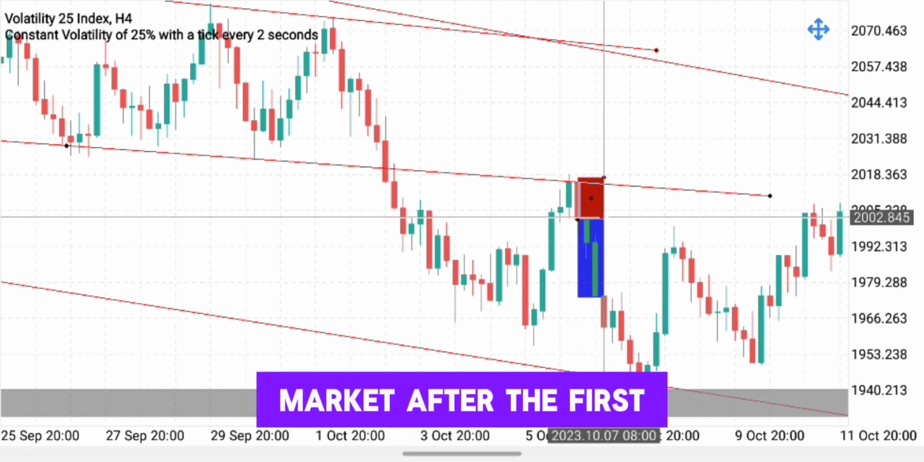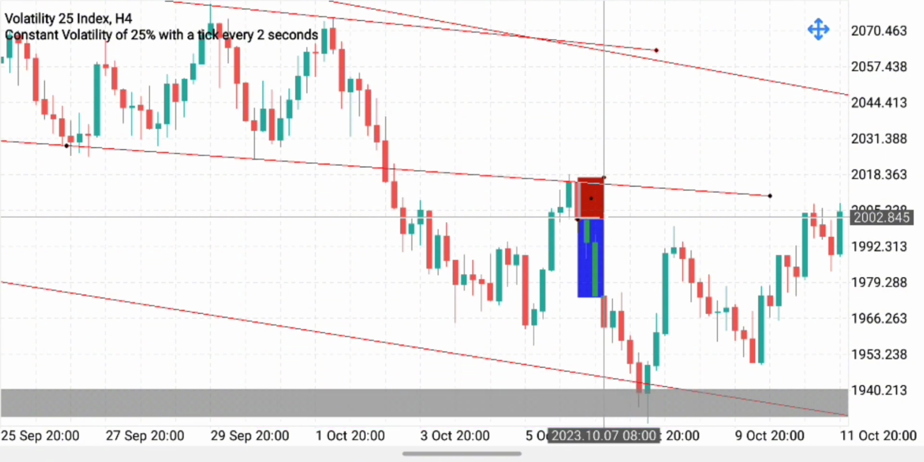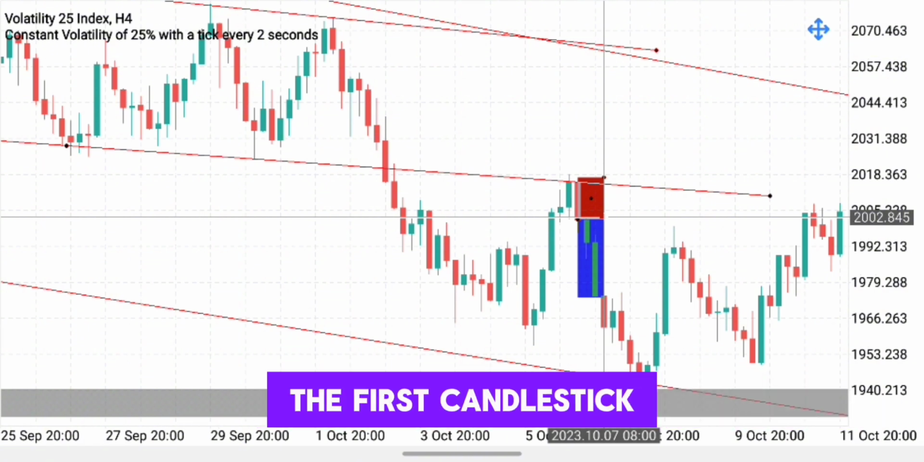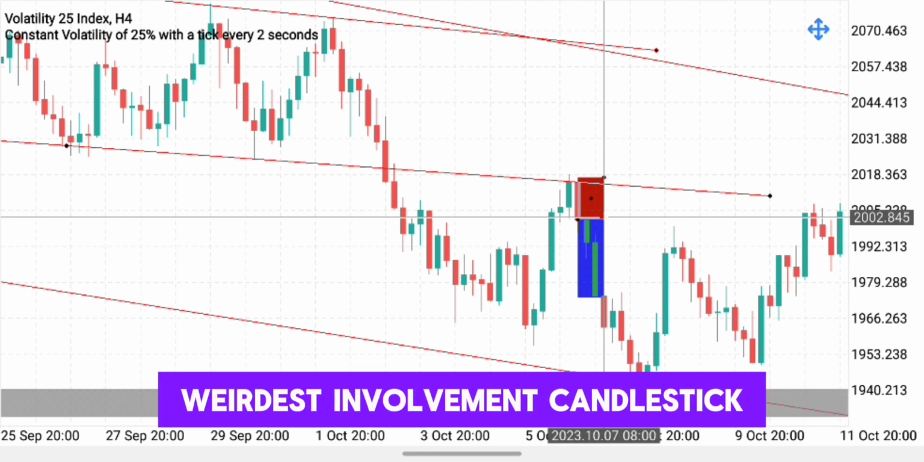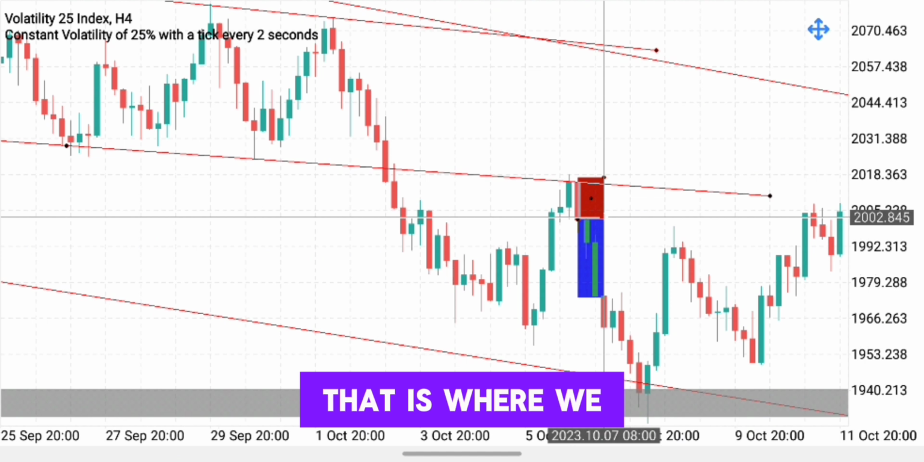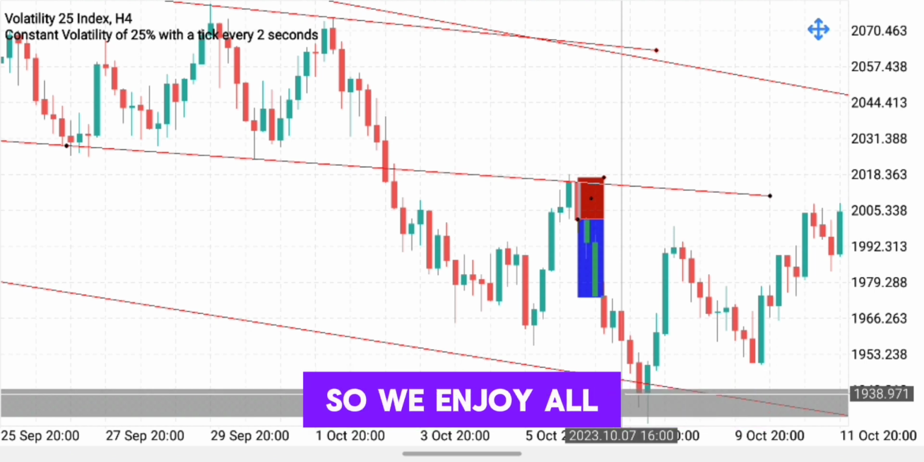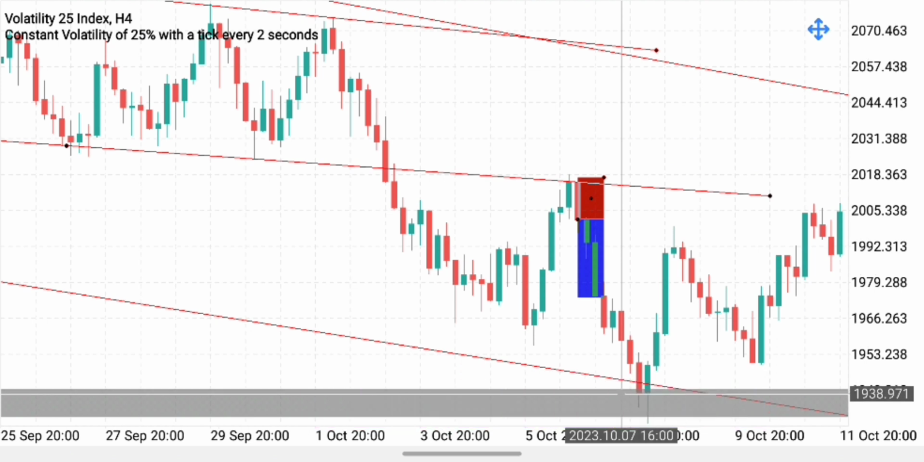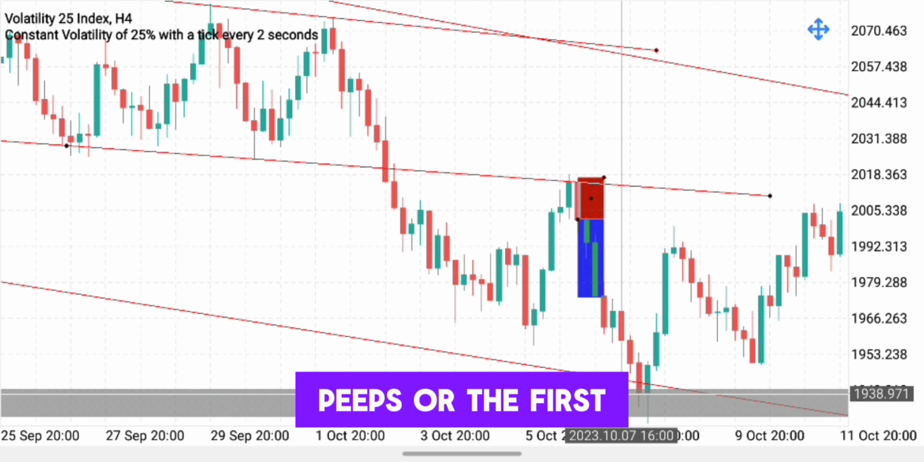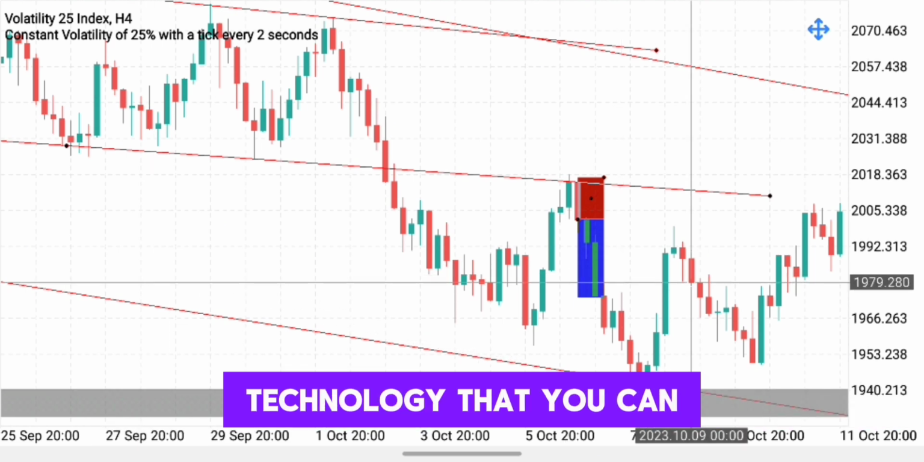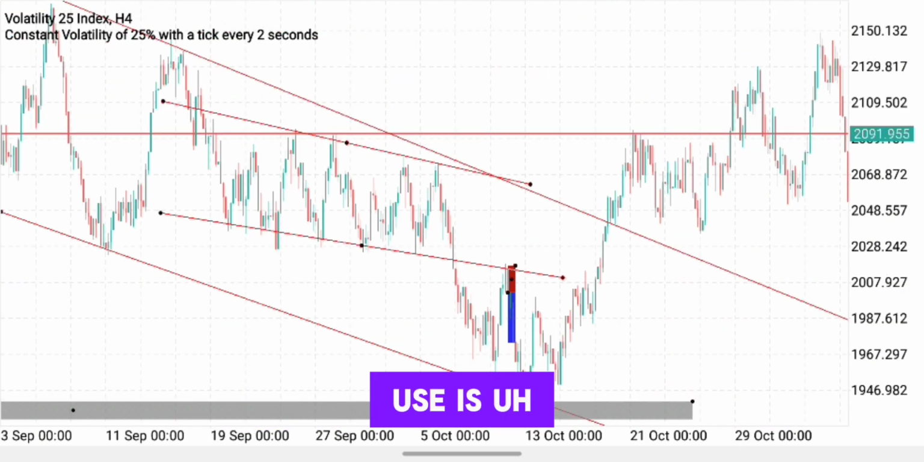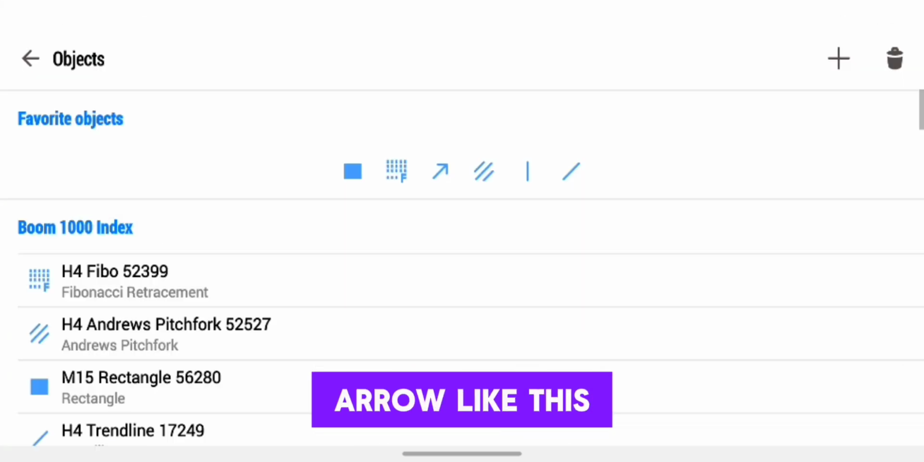We can enter the market after the first candlestick, the engulfing candlestick, the bearish engulfment candlestick. That is where we enter the market, and then we ride the market from this point up to this point. So we enjoy all these pips. The first take profit that you can use is you can put an arrow like this.